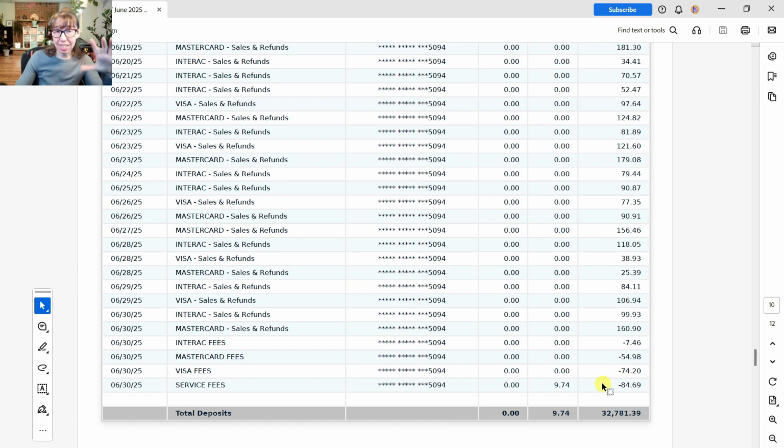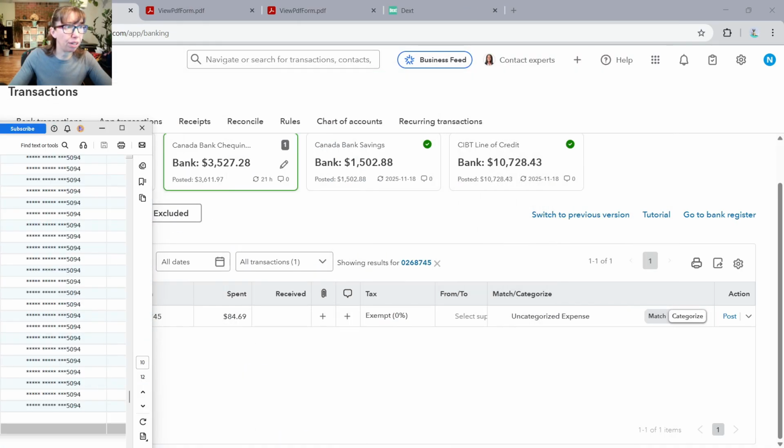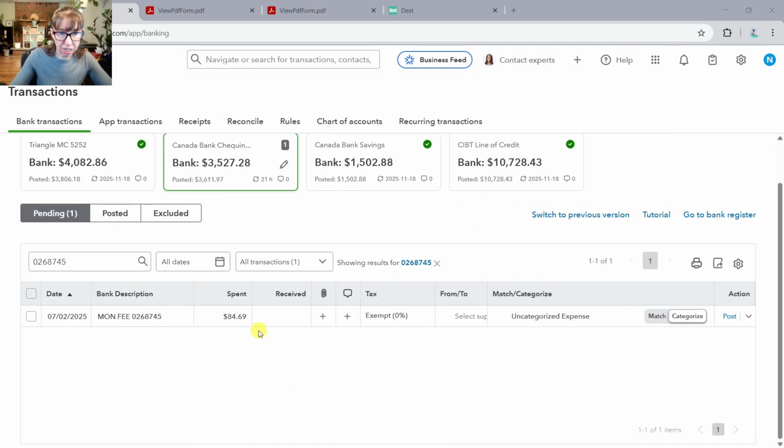$9.74. Now, in this case, that is 13% of the $84.69, but it isn't always. It depends on the way that Moneris is deciding to charge those transactions, or maybe Clover does it differently. Like, you just don't know. You want to see it to believe it. Remember that. So let's go ahead and put in this Moneris charge with the HST.